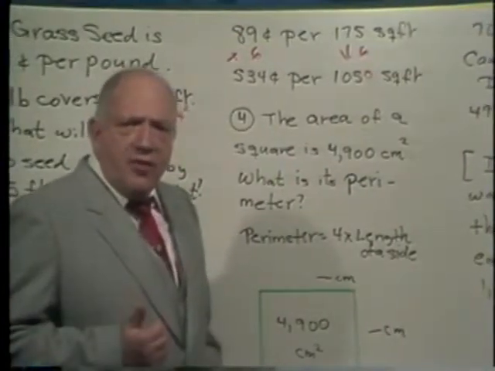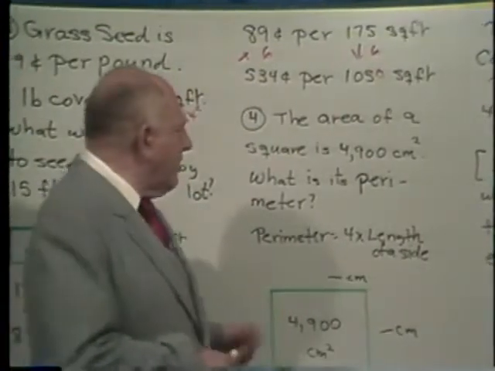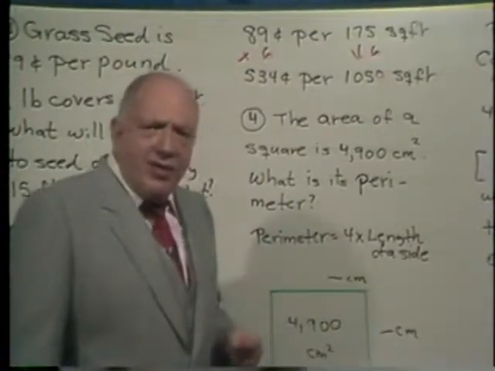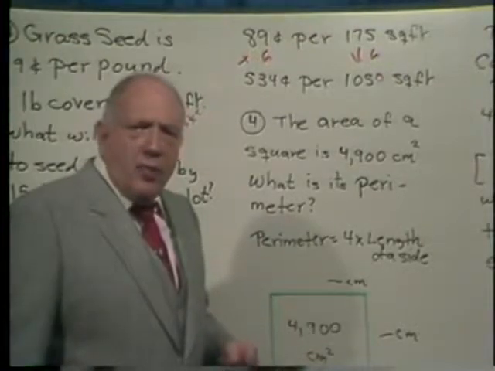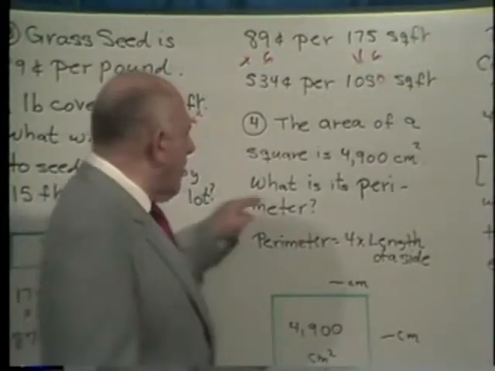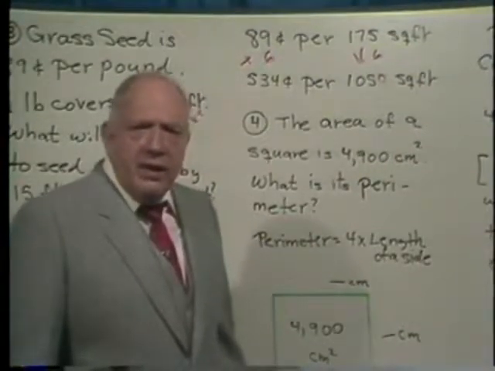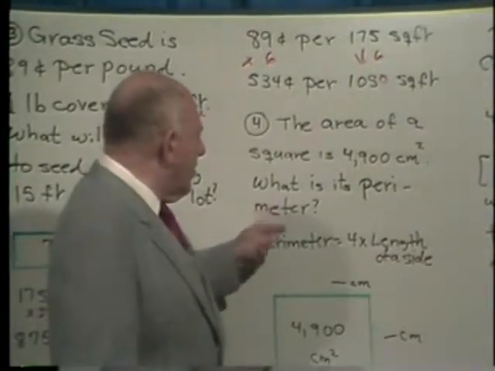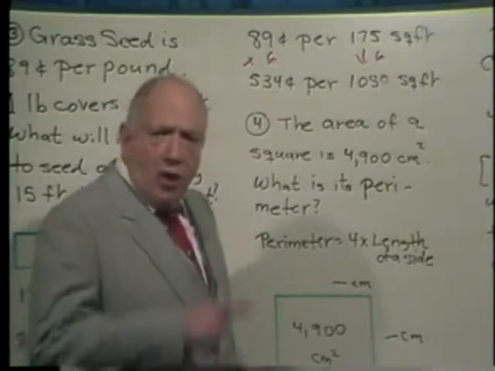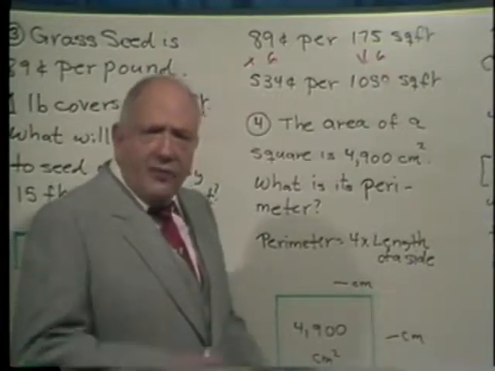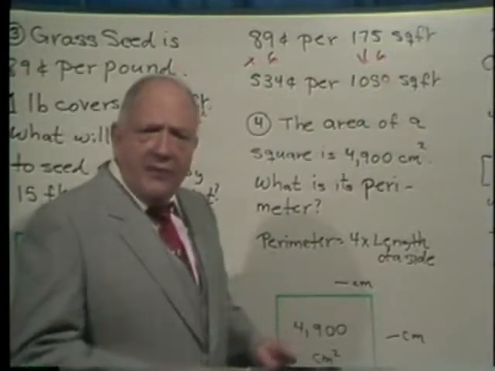See, now we've graduated by 1 level of sophistication. I've bypassed asking you how long each side is, but I'm going to require you to know that, because what the problem says is, based on this information, what is the perimeter? See, now you have to know what the perimeter is. And the perimeter is the total distance around, isn't it? And for a square, all 4 sides have the same length.